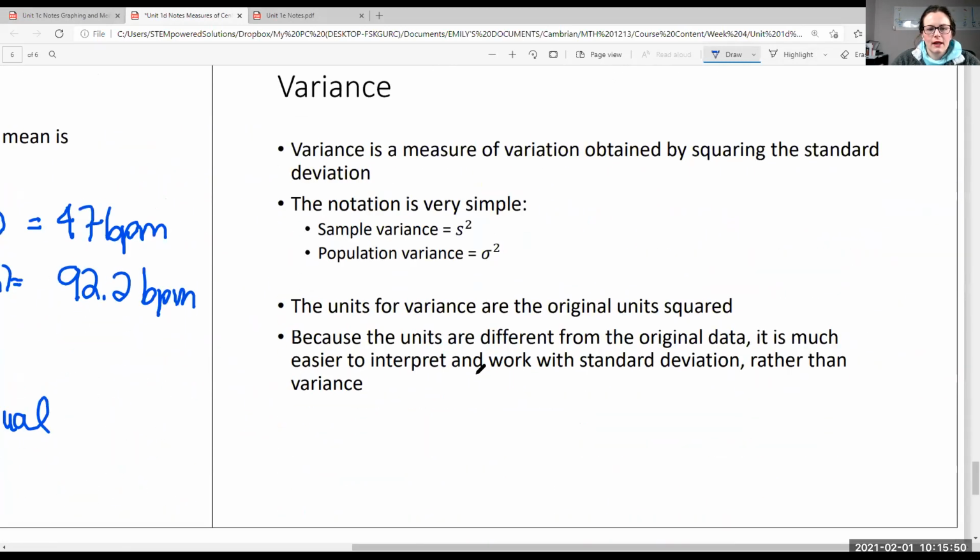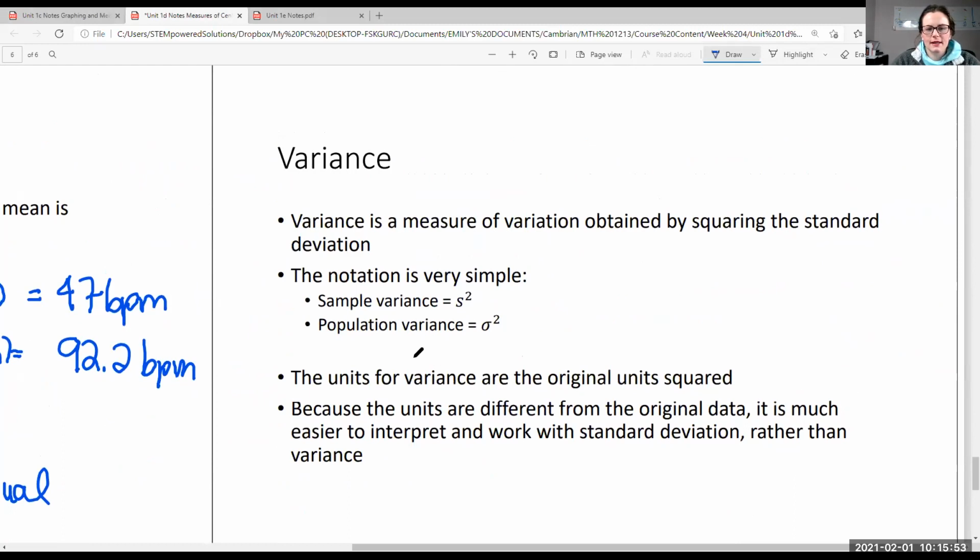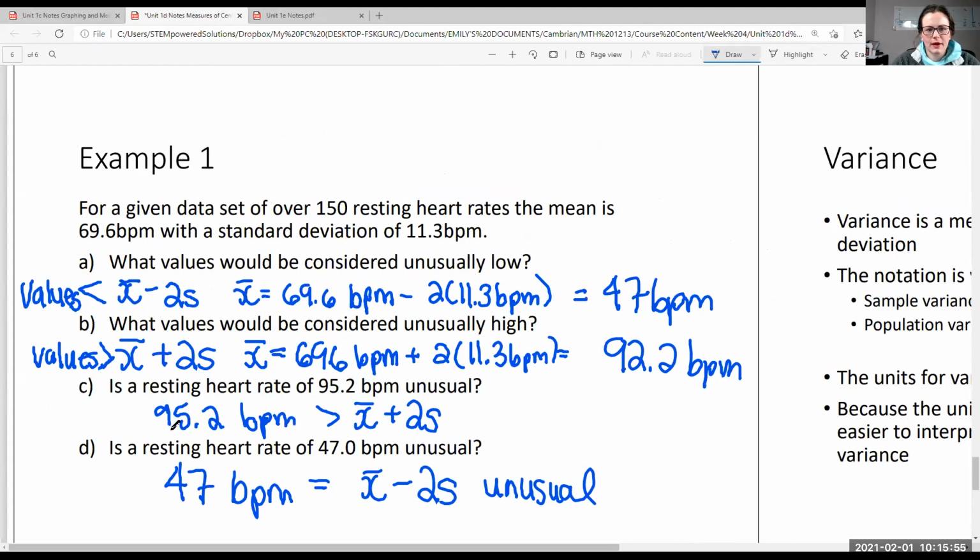All right. So variance is the next topic. Any questions about how to determine whether or not a value is statistically significant or insignificant? Now, if any value was 47 to 92, it would be considered insignificant. But if any value was less than 47, it would be considered statistically low. If any value was greater than 92, it would be considered statistically high. That's just another way of thinking about that too. All right.